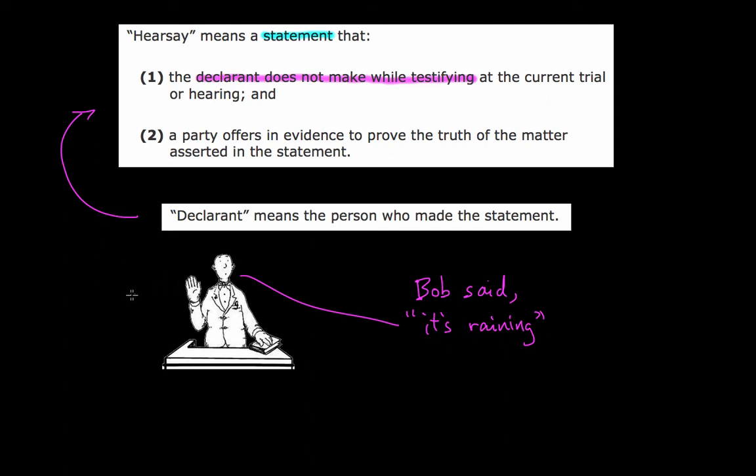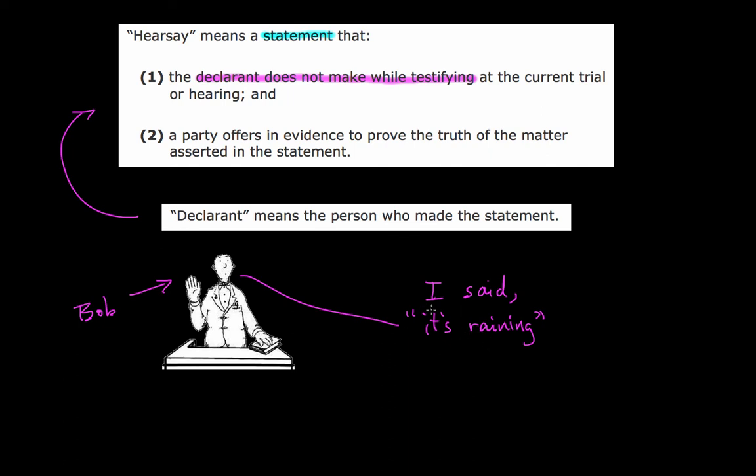All right, now let's say that this guy on the witness stand is Bob. Now, Bob probably doesn't refer to himself in the third person, so instead of saying Bob said it's raining, he'd probably say I said it's raining. Well, it's raining is still an oral assertion, so it's still a statement, and the declarant is Bob.